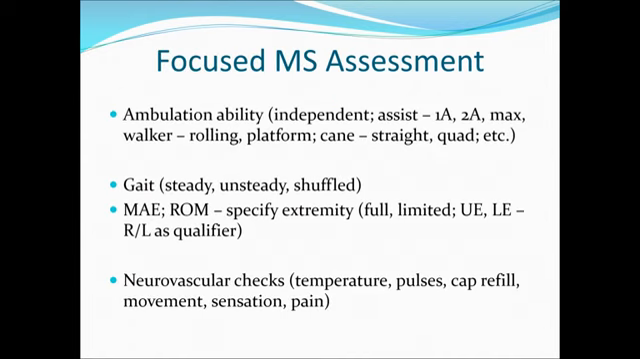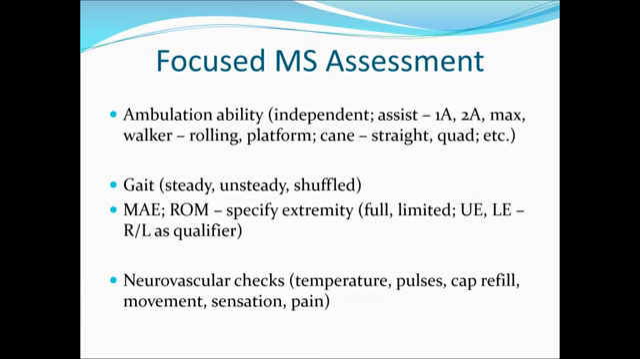So continuing on with the focused assessment, you want to note their ambulation ability. Are they independent? Do they require an assist? Is it a 1 assist, 2 assist, maximum assist? Are they using some sort of assistive device, a walker, a cane, and what type? So you want to be specific. Looking at their gait, is it steady? Is it unsteady? Do they have a shuffled gait? Is it very slow? You want to be able to describe that.